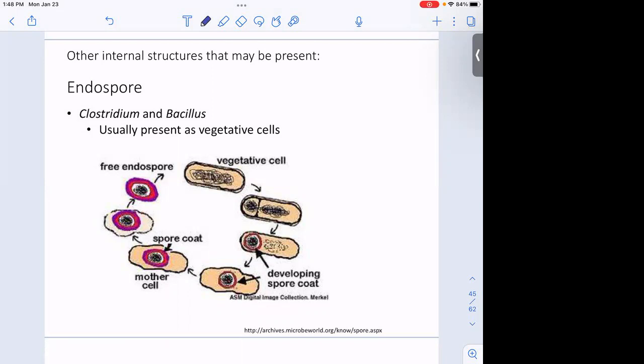And you'll talk more about this in lab. Next week, we're going to do a special stain to be able to see endospores. But this is a structure that we'll call a survival mechanism.